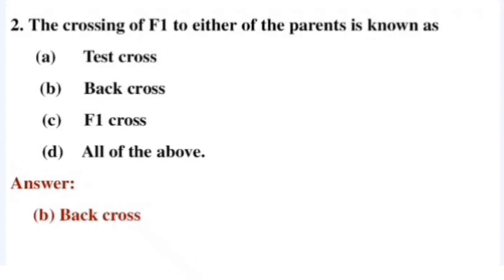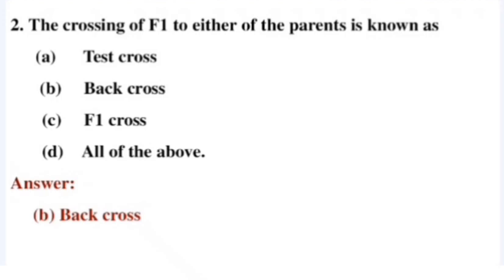The crossing of F1 to either of the parents is known as. So when you cross two different parents, you get the result F1. You call it the first filial generation, F1 hybrid. And when this F1 is crossed with either of the parents, any parent, either a dominant one or a recessive one, then you call that a back cross.